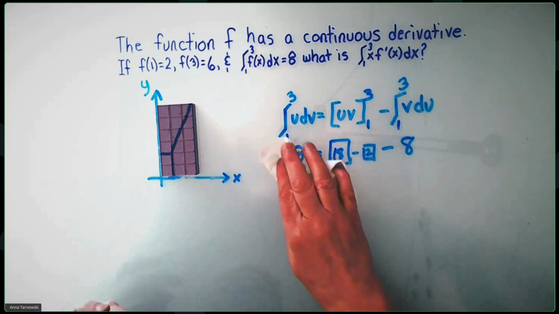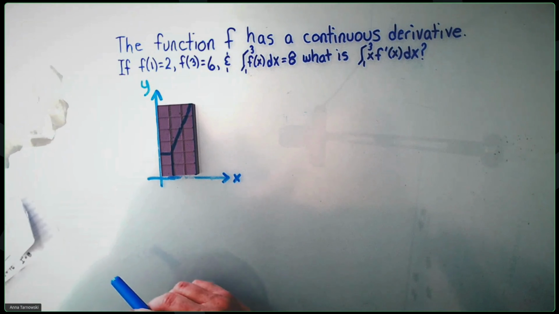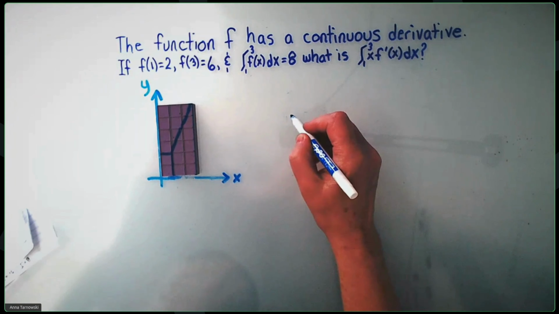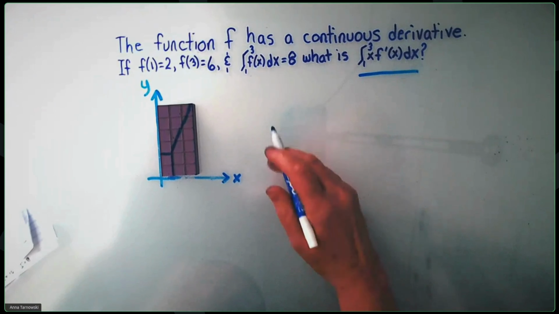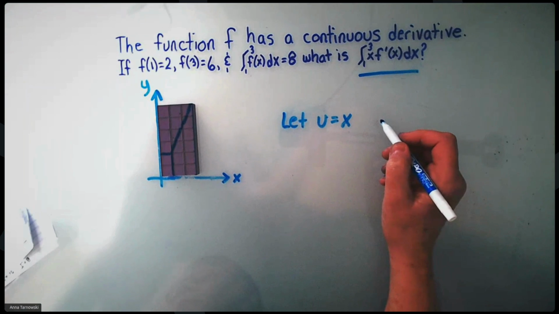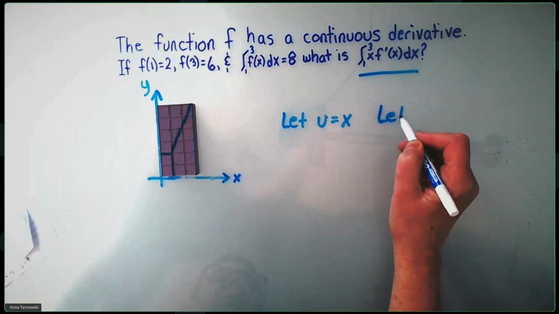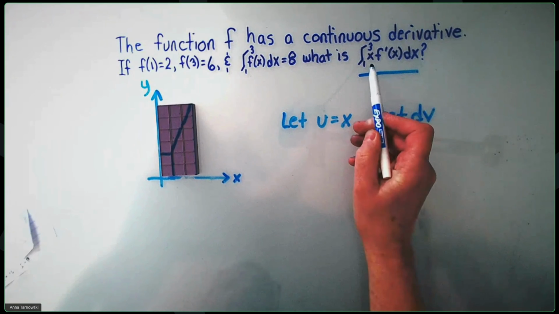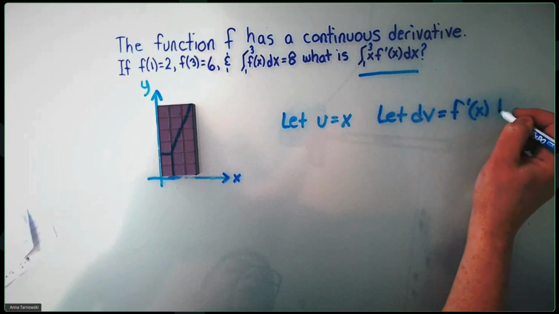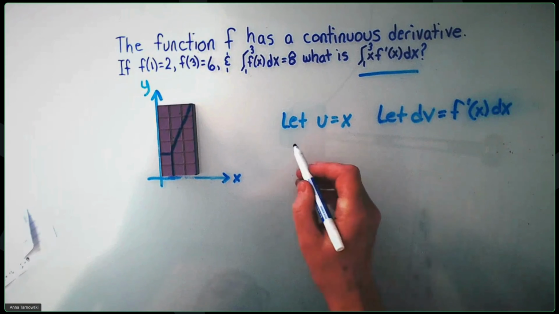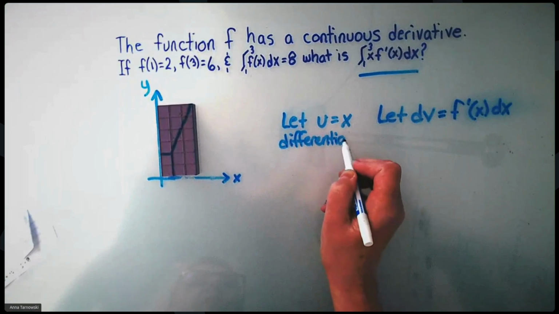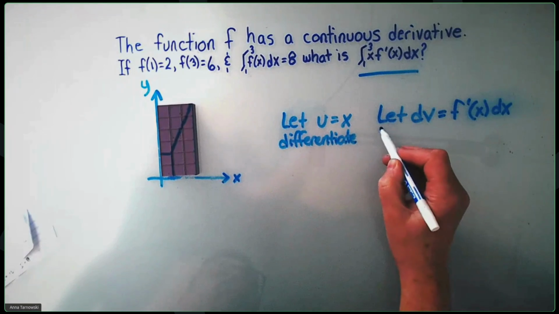So let's actually look at how you would solve this. If we're integrating by parts, we're looking for this area here, so I'll just underline it for a minute. That's what we're looking at here. We would let u equal x, and then we would let dv be what's left. So this would be our u here, and dv would equal f prime of x dx. This one we differentiate. And this one we integrate.